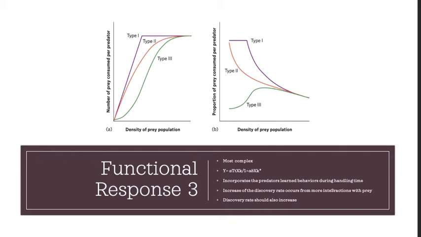This can also be seen using the equation given for the type 3 response, which is Y equals ATT XK over 1 plus AB XK.